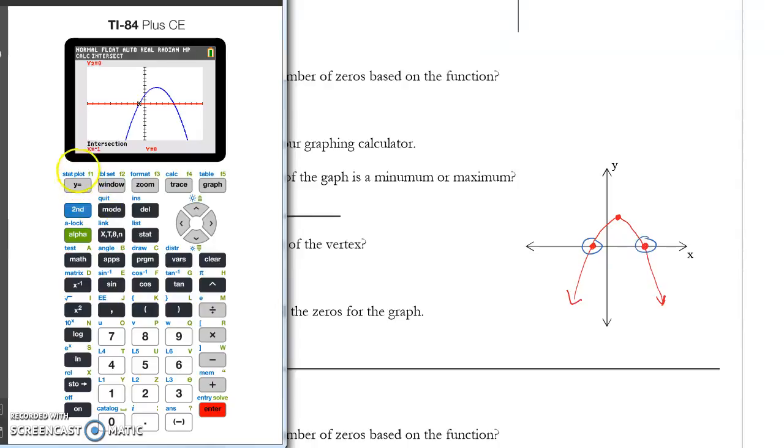And then pay close attention to the second one. When I do second trace 5, if I just hit enter, enter, enter, it's going to give me the exact same answer, because it is lazy, and it's only going to go as close to the closest intersection point. So if I want my second intersection, I absolutely, before I hit enter at all, have to scroll as far to the right and as close to that intersection as I can to make sure I am telling the calculator where to go. I'm telling it what to find.